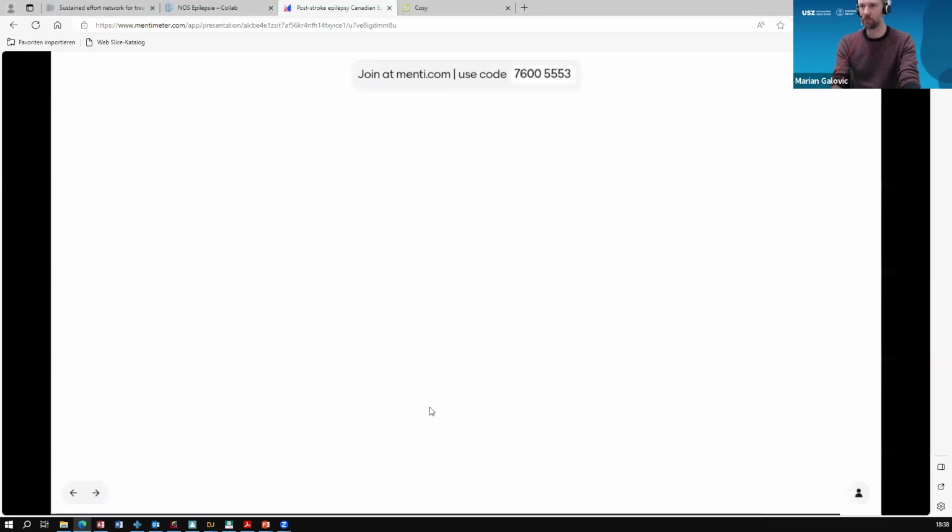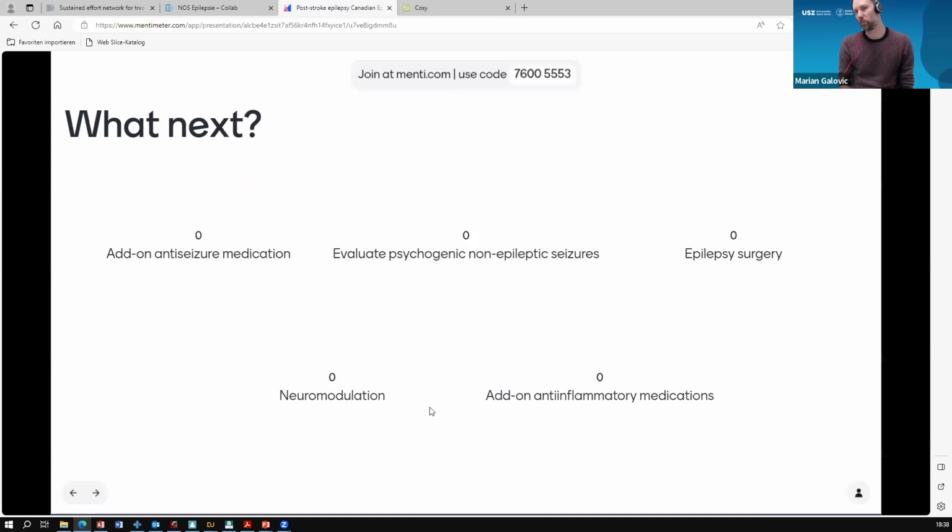And now this gets a bit tricky. What would you do? Would you add on another seizure medication, so now she has lamotrigine and zonisamide? Or would you evaluate for non-epileptic seizures, whether these are dissociative or functional seizures? Would you consider her for epilepsy surgery? Would you consider neuromodulation? Or would you add on some anti-inflammatory medication? And this is not straightforward anymore.